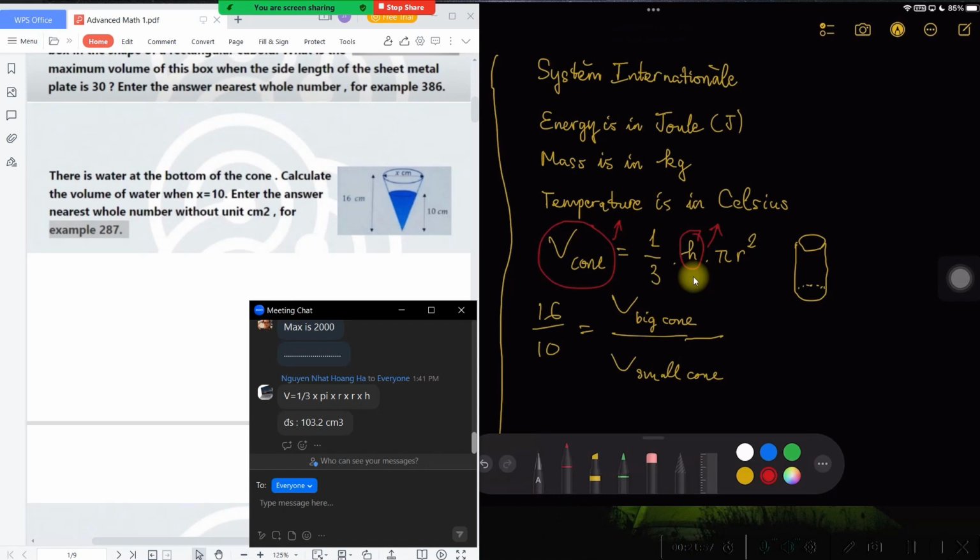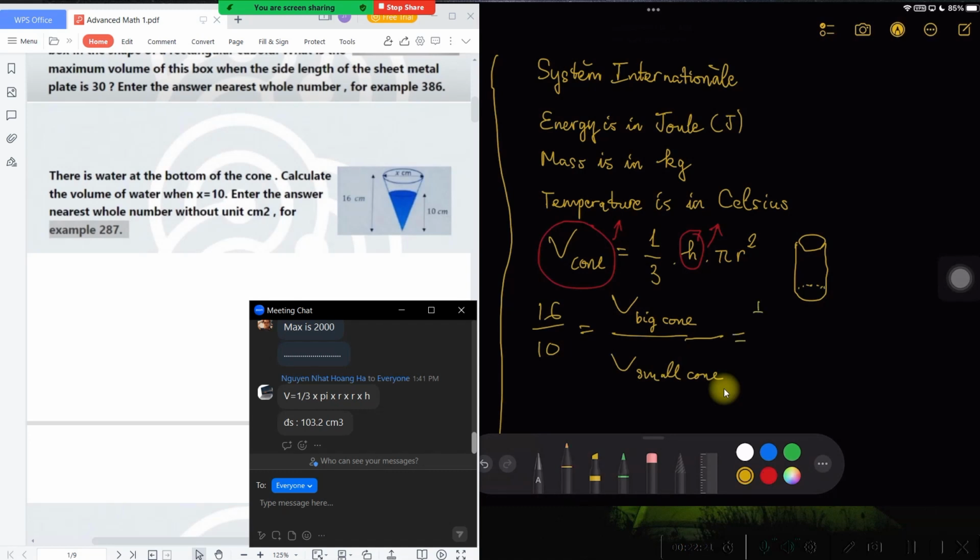So that's why I propose that 16 divided by 10 is actually v big cone divided by v small cone. You understand what I mean, right? It's directly proportional but it doesn't need an exponent, because h is to the power of 1, and v cone is also to the power of 1. So basically, let's just do this one.